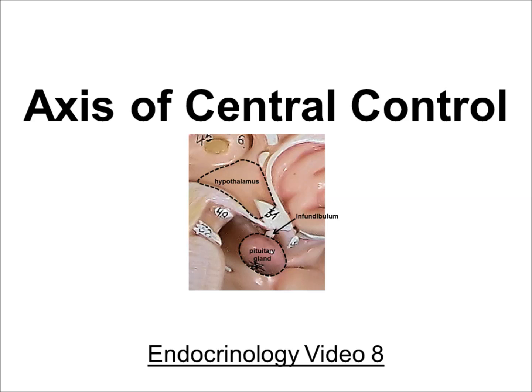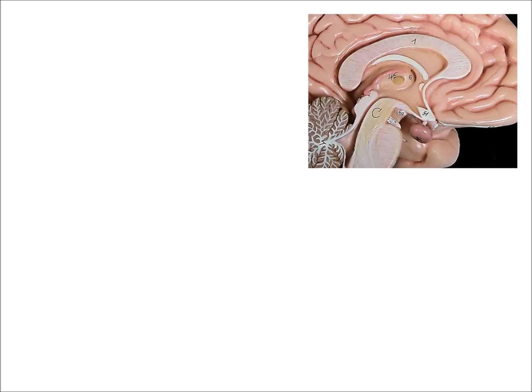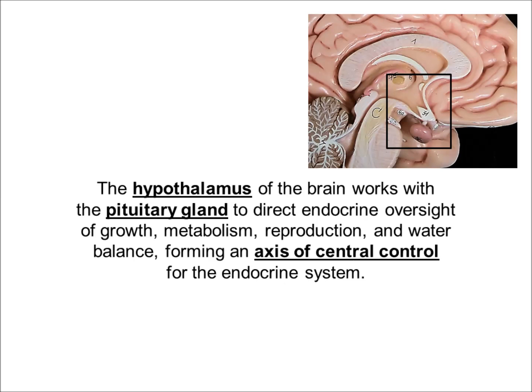So let's begin with this view, which is a sagittal view of the left cerebral hemisphere. And we're going to focus on this section here, where we can see the hypothalamus of the brain. And it's going to work with the pituitary gland also shown and oversee the pituitary's function to regulate things like growth, metabolism, reproduction, and water balance. And this is what's going to form the axis of central control.